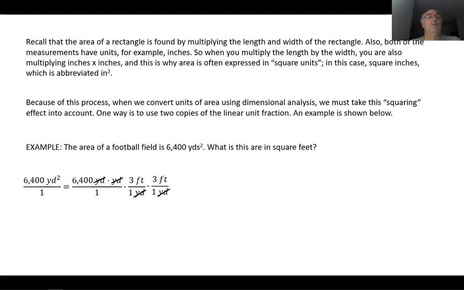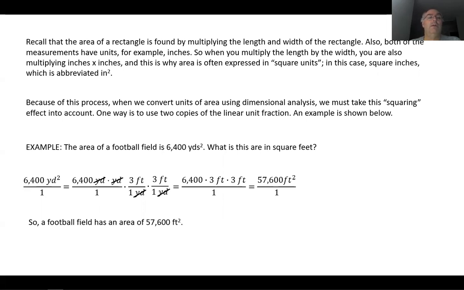And now we do our multiplication. And so we see that the numerator is 6,400 times 3 feet times 3 feet. Our denominator is 1, so we have 57,600 feet times feet, or square feet, over 1. So the football field would actually have an area of 57,600 square feet.